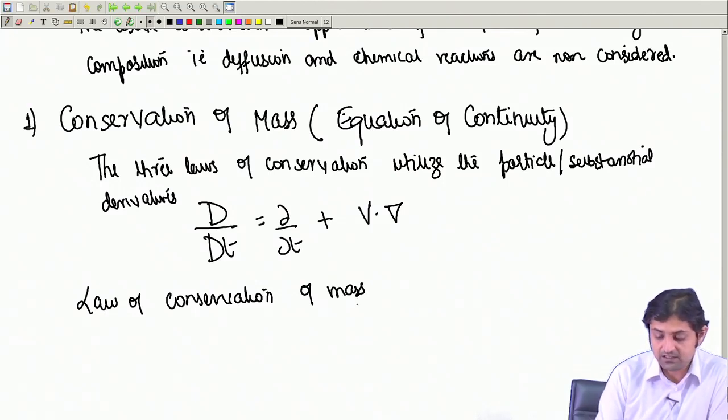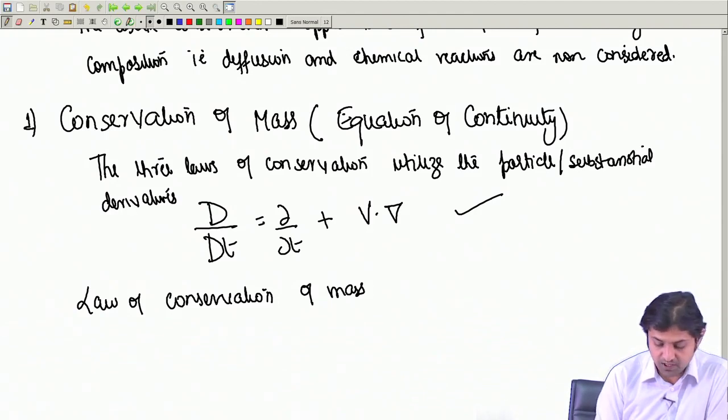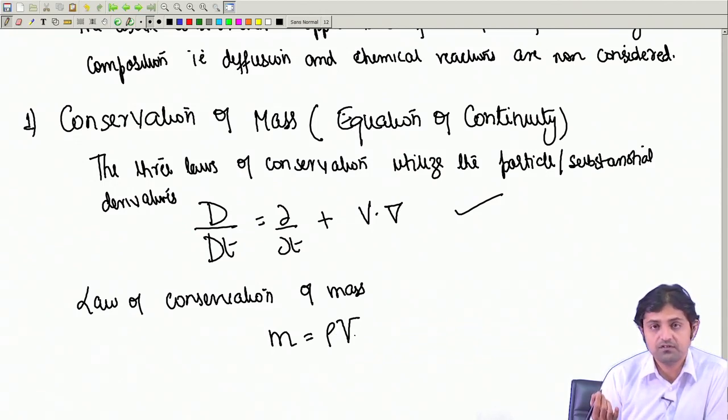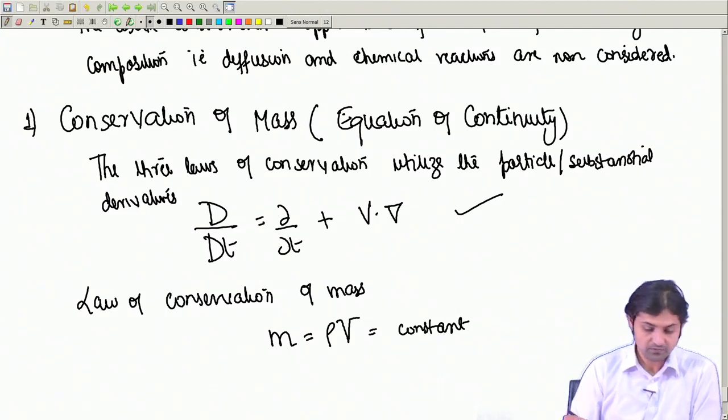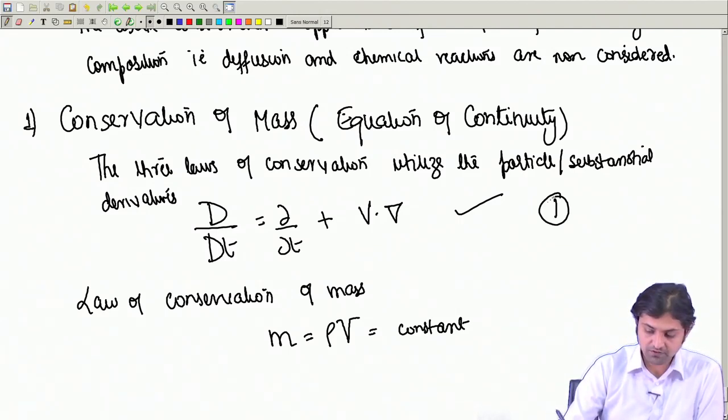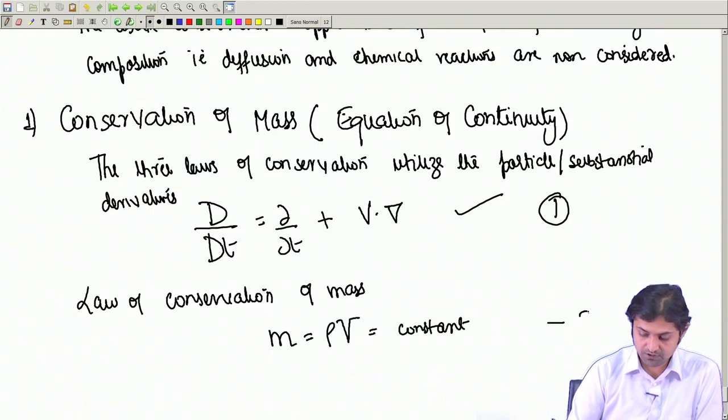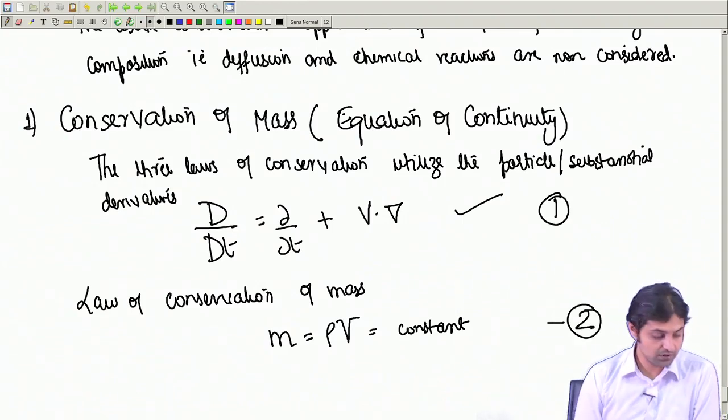We said that this particular equation will be used for the derivation of the equation of continuity. So the law of conservation of mass says that mass is equal to rho times v. I am writing a different v because in hydraulics we mostly use v for velocity. So this is constant, right? That is conservation of mass. This equation we call 1 for now, and this equation we will call equation number 2.